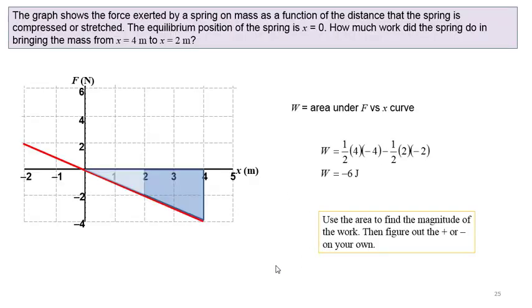Oops, I didn't write it. The spring has done positive work. How much work? 6 joules. Positive 6 joules of work.